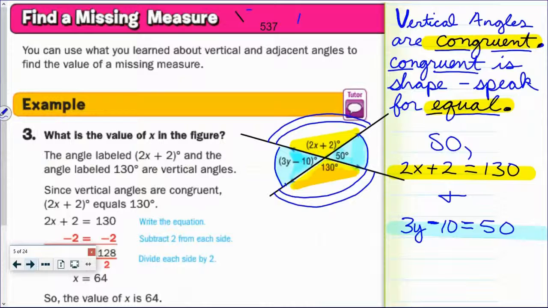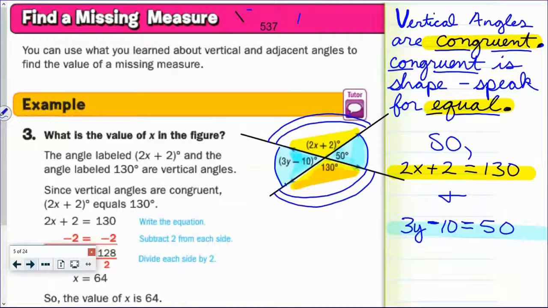Now, here we get to the real meat of this lesson, and that is using vertical angles and adjacent angle relationships to do some math. If you take a look at this diagram, and I've highlighted some things and I've marked some things on here, you can see that there are two sets of vertical angles. These blue angles are vertical to each other, and the yellow angles are vertical to each other. Since those angles are vertical to each other, they are also congruent.